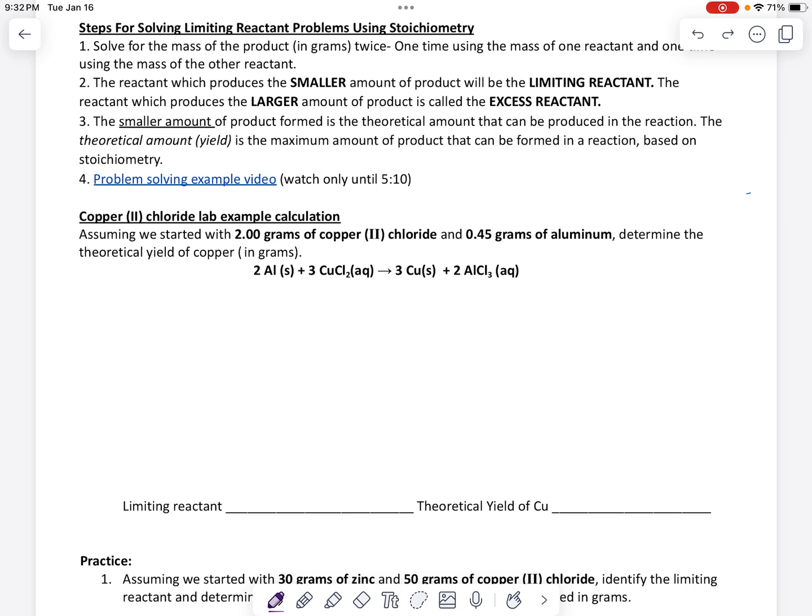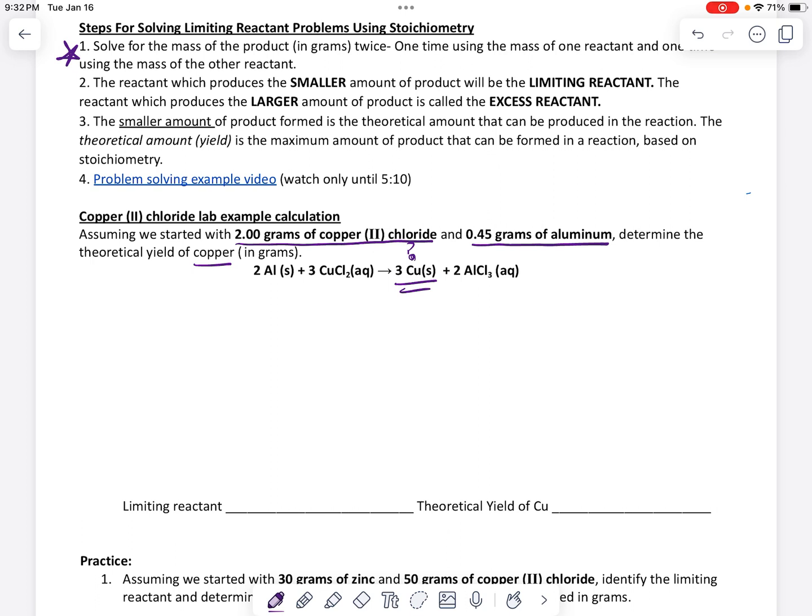So this is assuming we start with 2 grams of copper chloride and 0.45 grams of aluminum. Determine the theoretical yield, or how much we could produce mathematically of copper. So we're trying to figure out how much copper can we expect from 2 grams of my copper chloride and 0.45 grams of aluminum. So when I look at step number 1, it says to solve for the mass of product twice, once using the mass of one reactant and once using the mass of the other reactant.